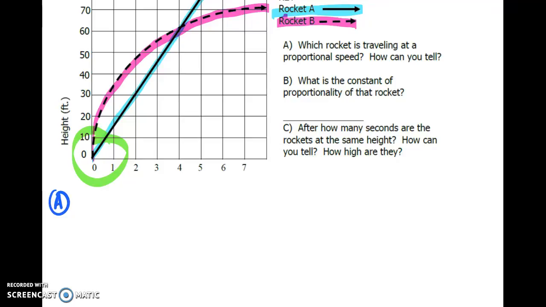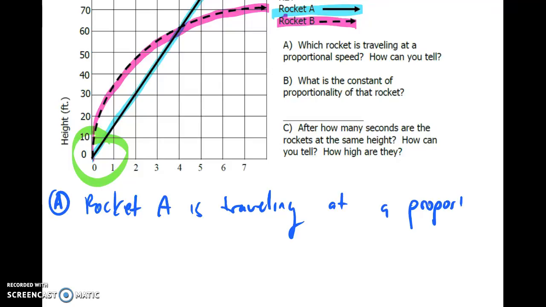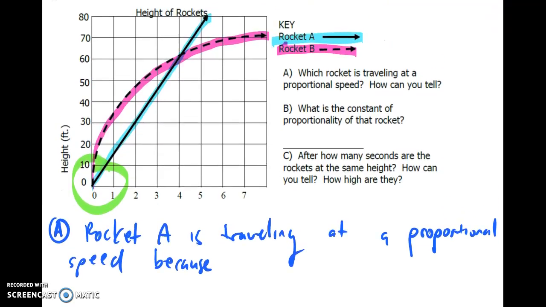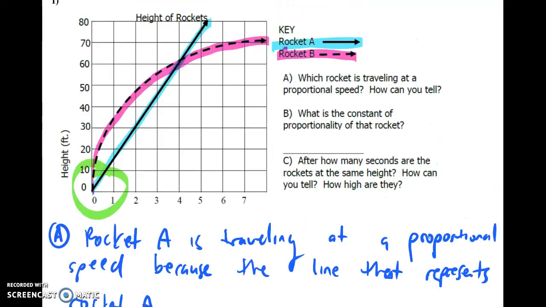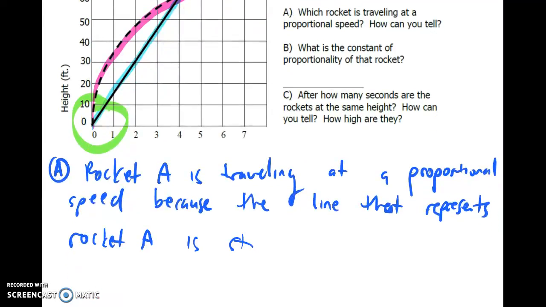So what we would write for question A: rocket A is traveling at a proportional speed because the line that represents rocket A is straight and touches the origin.